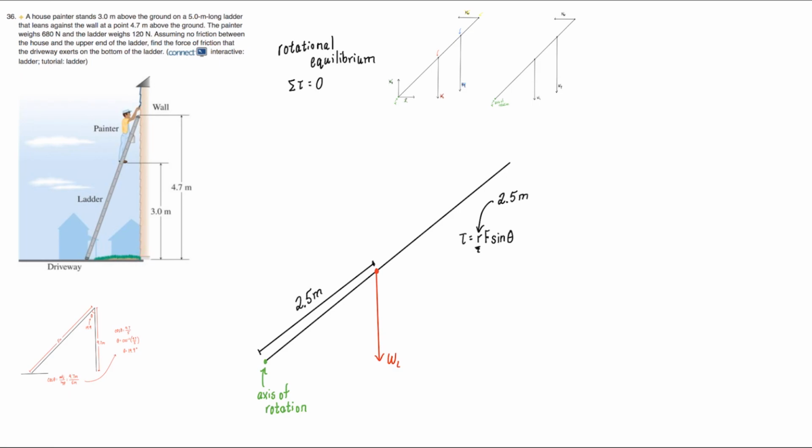Now we're given that the weight of the ladder is 120 newtons. Now as for this theta right here, theta is basically just going to be the angle between our force and radius. So theta in this case is going to be this angle right here. And this angle here is actually going to be equivalent to the value that we calculated down here. It's going to be 19.9 degrees. So we can plug that value into theta.